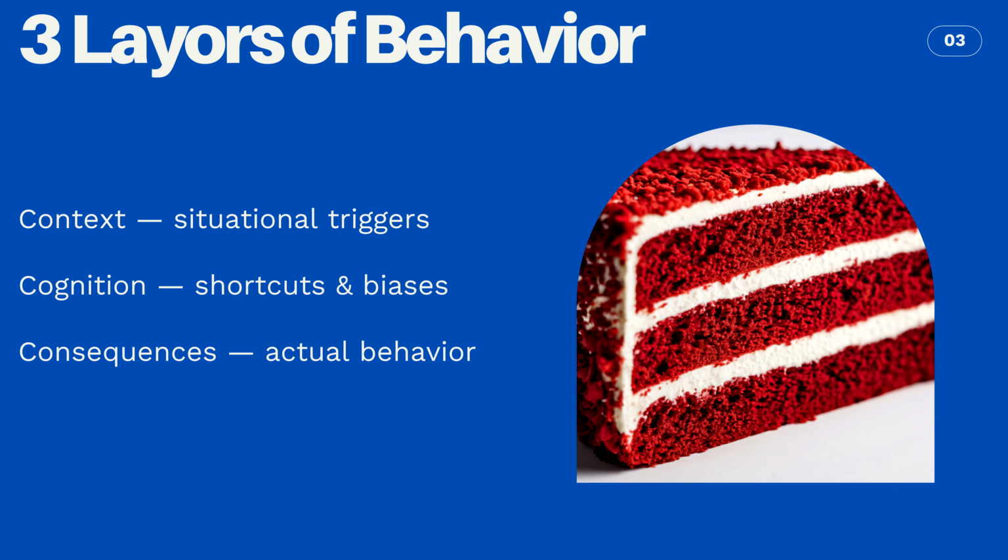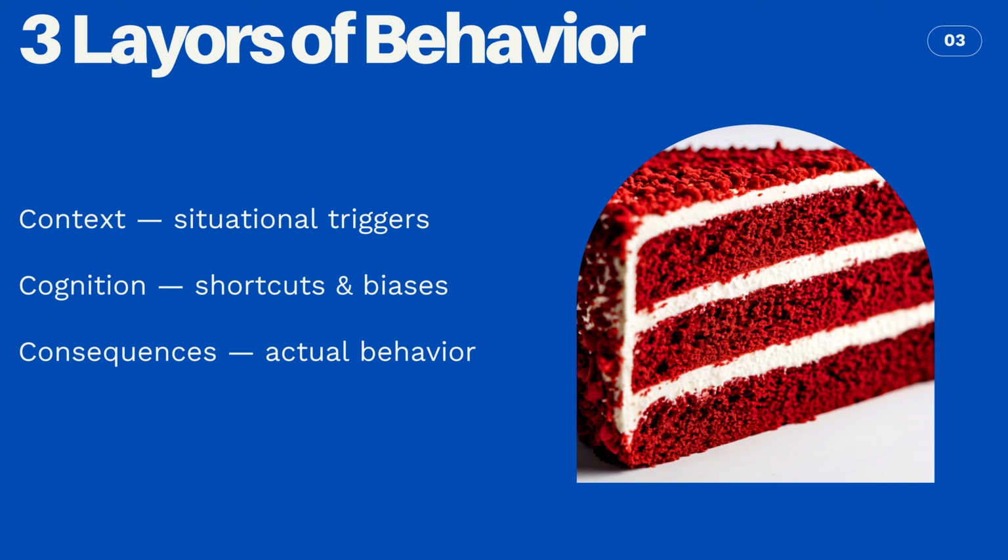The second layer, cognition, involves the mental shortcuts, biases, and heuristics that guide quick decisions. People rarely evaluate every option carefully. Instead, they rely on patterns, familiarity, and cognitive ease. Understanding these shortcuts helps you design marketing that aligns with how people naturally process information. The third layer, consequences, is the observable behavior itself, what people actually do. This is the data you can measure: clicks, purchases, sign-ups, drop-offs, hesitations, and choices.